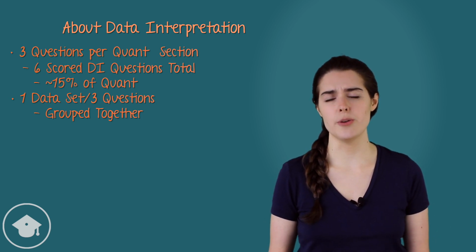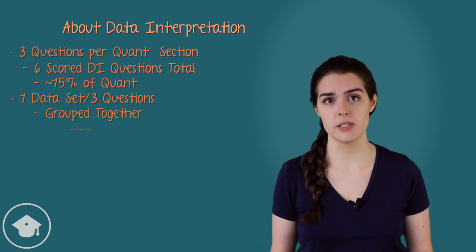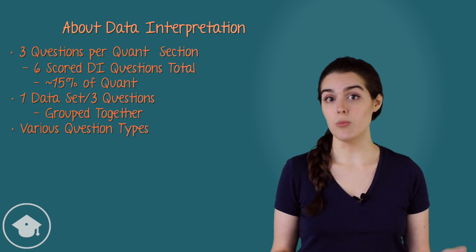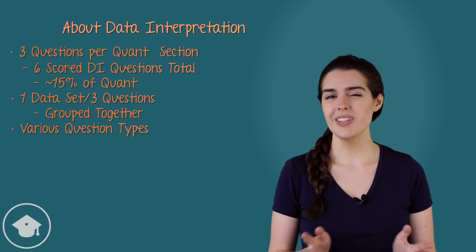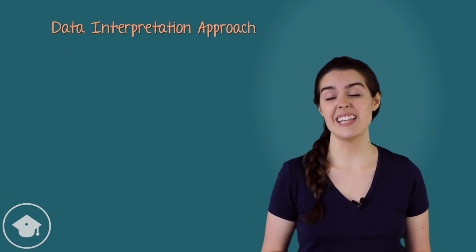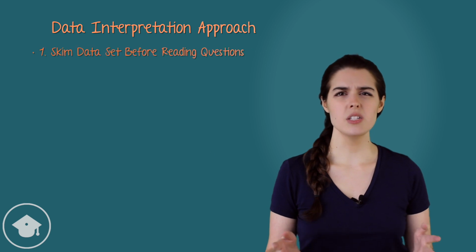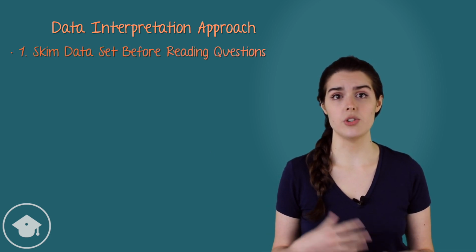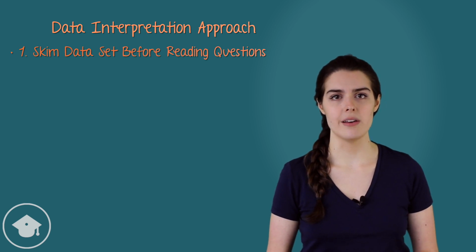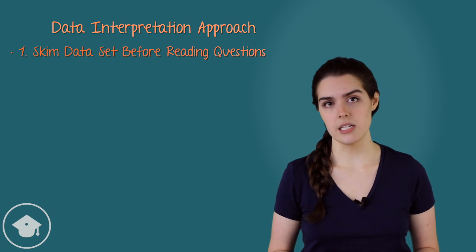The questions in data interpretation sets can come in multiple types. They can be multiple choice select one, multiple choice select one or more, or numeric entry. The one thing they can't be is quantitative comparison. Now, okay, how can we approach these question sets for the highest likelihood of success? Since these questions are so much like multi-question reading comprehension passages, we want to approach them in a very similar way, by skimming the data for key ideas.